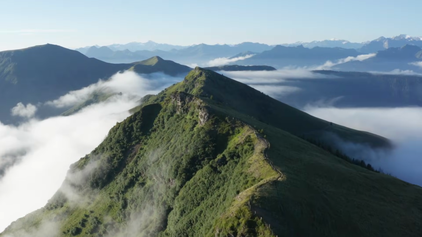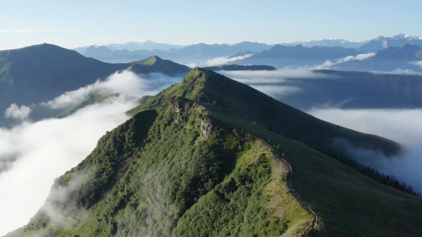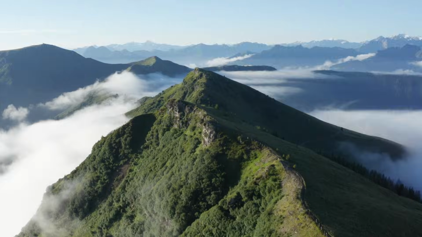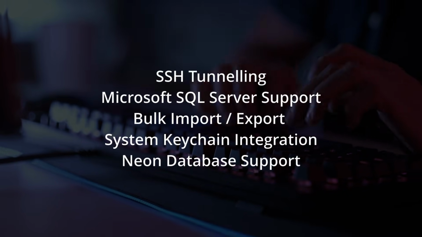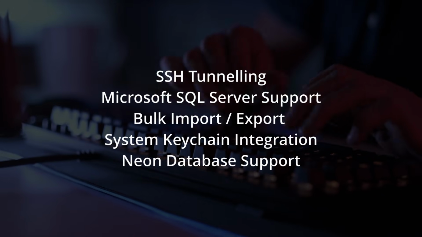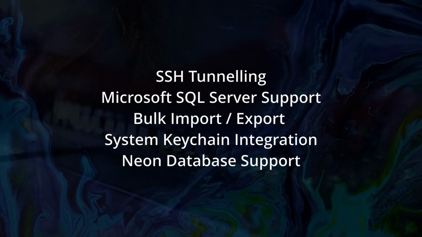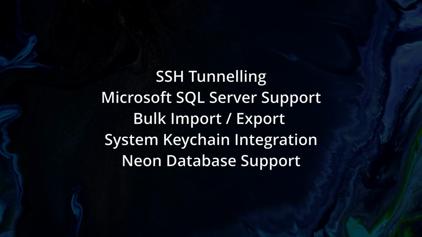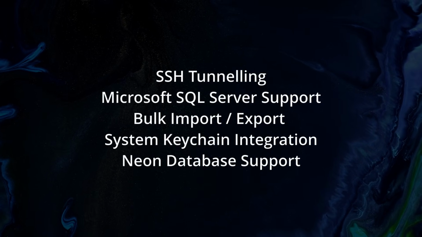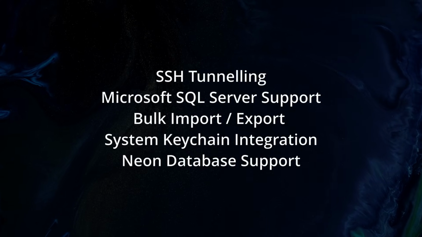Now, users were asking for some big features, and we knew we wanted to get as many of them in as possible for this release. So in this update, we shipped SSH tunneling for securely connecting to databases behind firewalls, Microsoft SQL Server support, which was one of the most requested features, bulk import and export to move data in and out of databases properly, system keychain integration so credentials are stored securely, Neon database support for modern Postgres workflows, and as always, an absolute ton of bug fixes and improvements across the app.